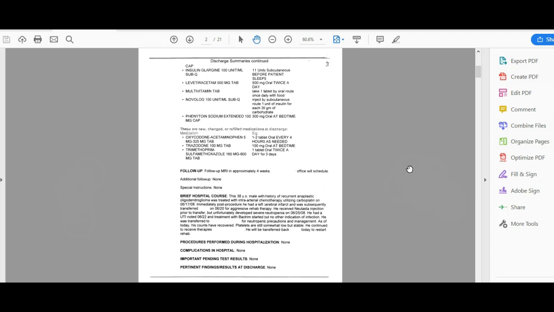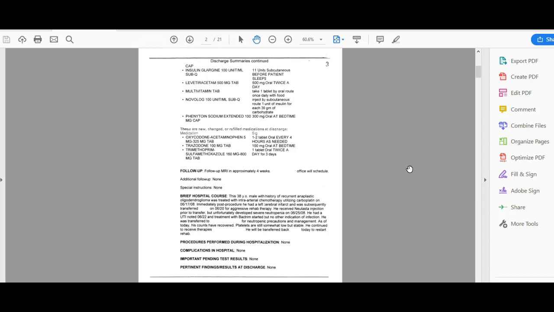So our patient's a 38-year-old male with history of recurrent anaplastic oligodendroglioma, which is a brain cancer, right? And was treated with intra-arterial chemotherapy utilizing carboplatin on 6/17. Immediately post-op, he had a left cerebral infarct and was subsequently transferred for rehab. He received some injections prior to transfer and then developed neutropenia. He had a UTI that was treated with Bactrim, and then he was transferred for the neutropenic precautions and management.